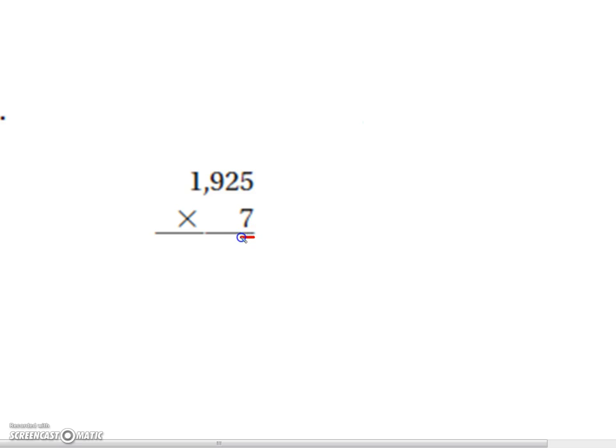5 times 7 is 35. 7 times 2 is 14. Plus 3 is 17. 9 times 7 is 63. Plus 1 is 64. I put the 4 here. 7 times 1 is 7. Plus 6 is 13. And that's 13,475.